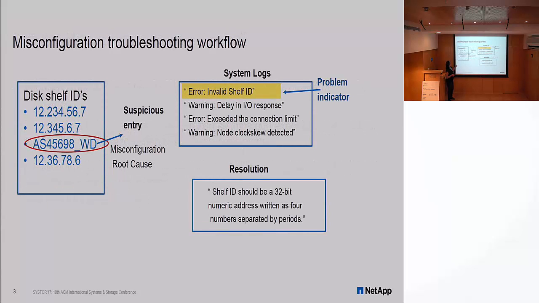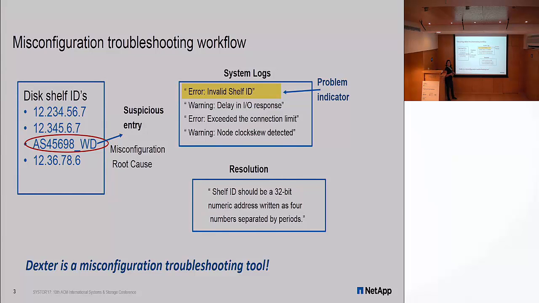This is an example to help understand what a typical misconfiguration looks like. If you look here on the left hand side, these are shelf IDs which have been configured by the customer. The third entry looks quite suspicious, and this could be a cause of a misconfiguration. Now if you look at the system logs, which we could call a digital exhaust of operations that the system is doing, we see an error message which says there is an invalid shelf ID. And of course the resolution could be that this needs to be a numeric address where there are 4 numbers separated by periods. A simple fix.